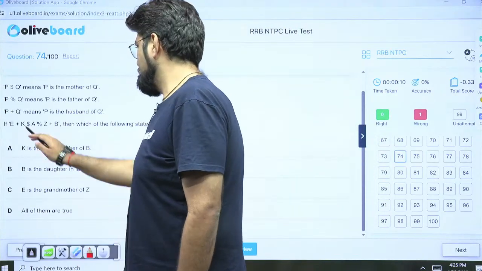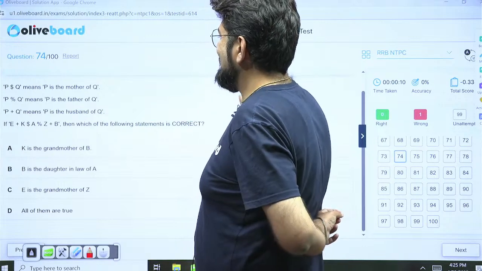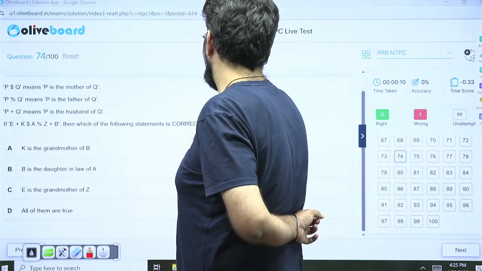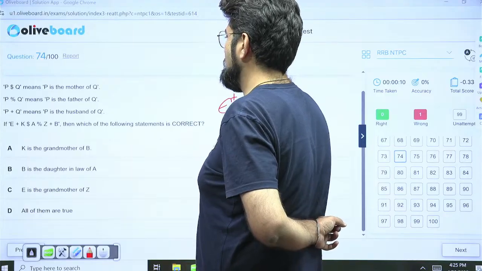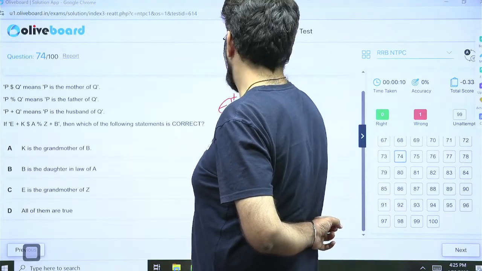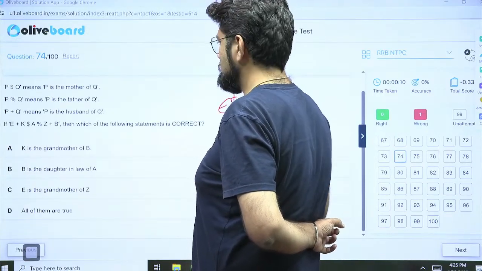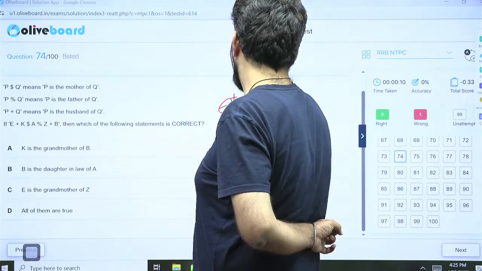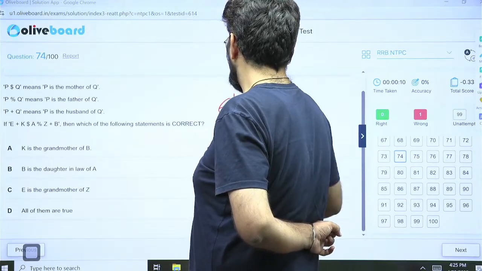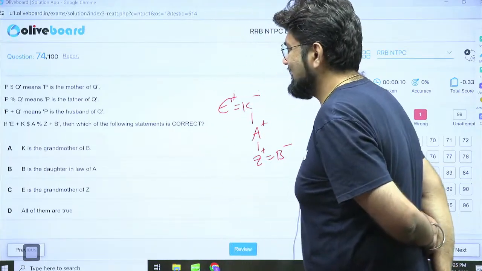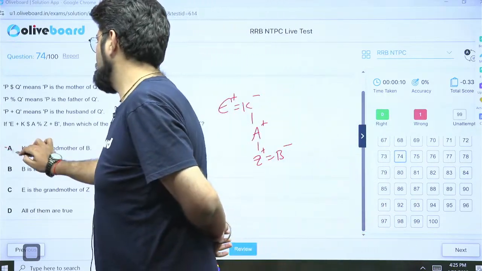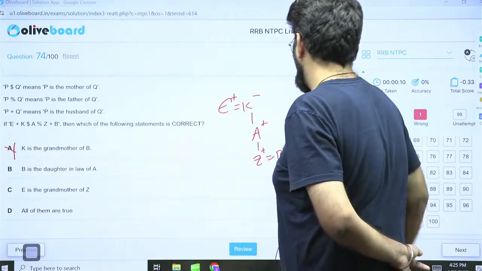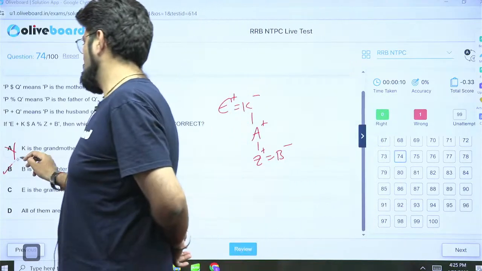Quickly plot the tree. So E plus K means E is the husband of K. K dollar A, K is the mother of A. A% Z, A is the father of Z. Z plus B, Z is the husband of B. Now, which of the following is correct? K is the grandmother of B. B, K, no, not correct. B is daughter-in-law of A. Yes, B is the daughter-in-law of A. Option B is the right answer.